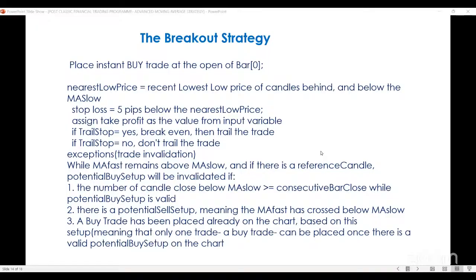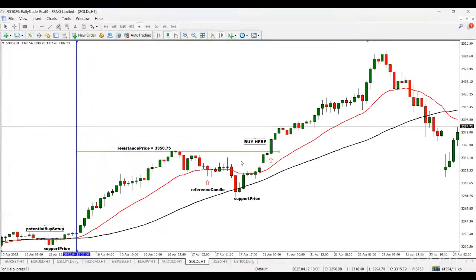Now, if I come back here and begin to count, how many candles since this fast MA, which is the 21 period in red, is above the 50 period in black? As much as this red is above the black, count how many candles close below the black line. We have only one right there. Maybe two. We can say 1 and 2.